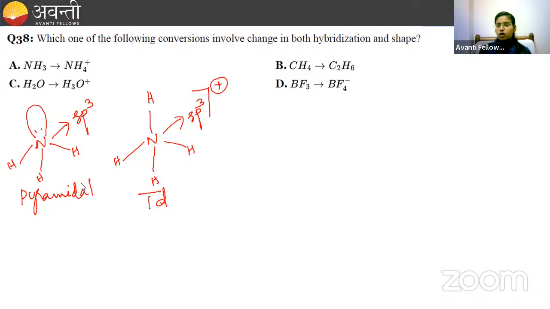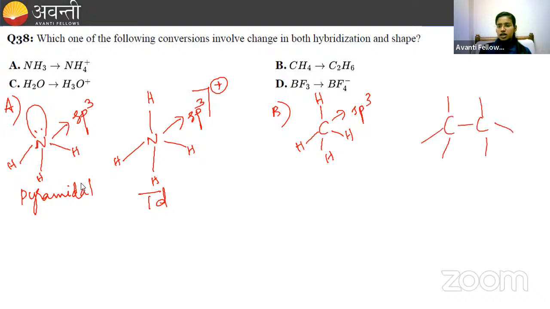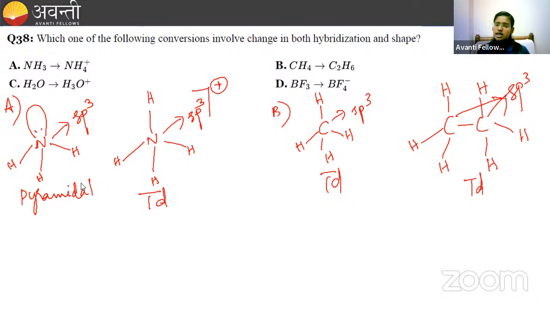Then if I come to option B. Option B has CH4. The hybridization of the carbon here is sp3, and the hybridization of each carbon atom in case of C2H6 is also sp3. Both the carbons are having sp3. And the shape is tetrahedral for both. So there is no change in hybridization as well as no change in shape. Okay, so option B is also not the correct answer.